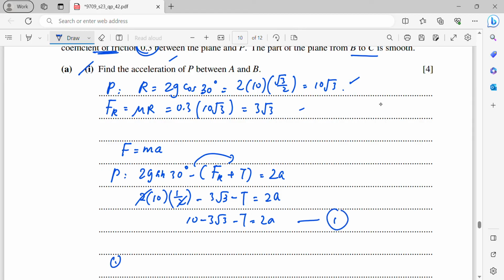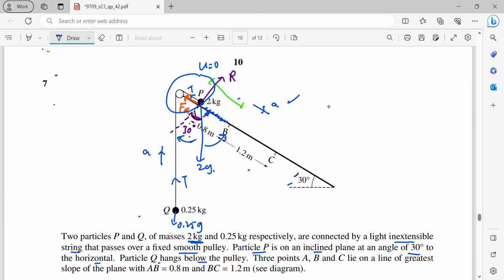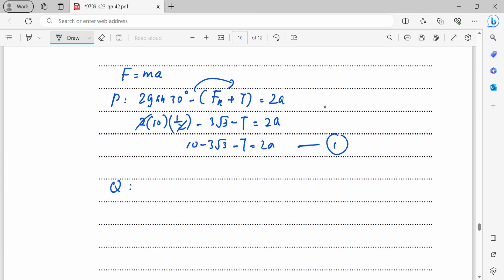Now, my second equation comes from the particle Q. So the Q will move up. So when moving up, just involve these two forces. Therefore, it is T minus 0.25 G is ma, 0.25 times A. So it will be T minus 0.25 G equals to 0.25 A. This is my second equation.